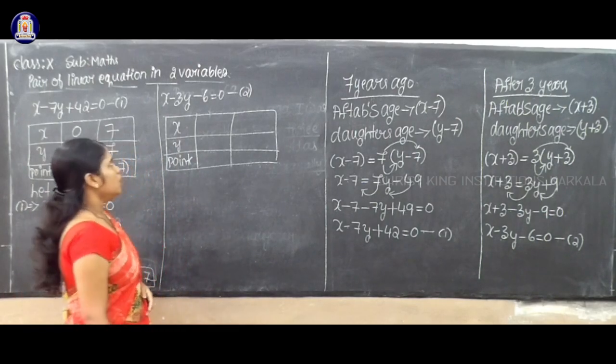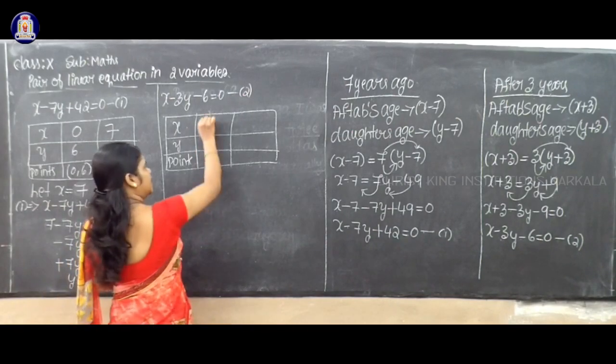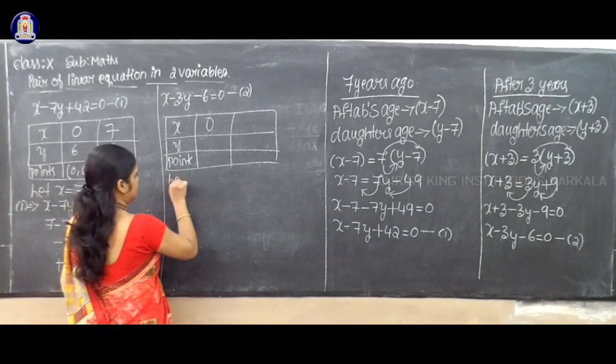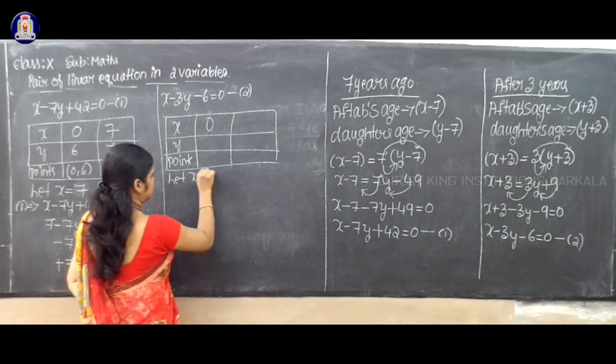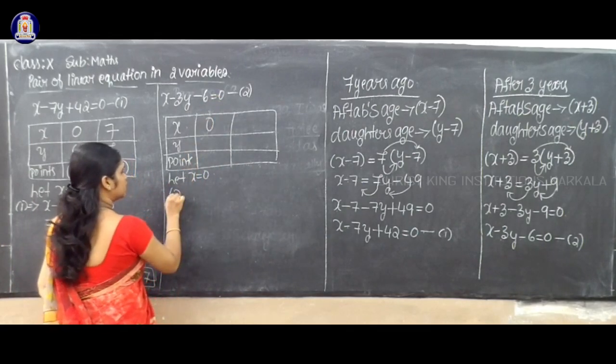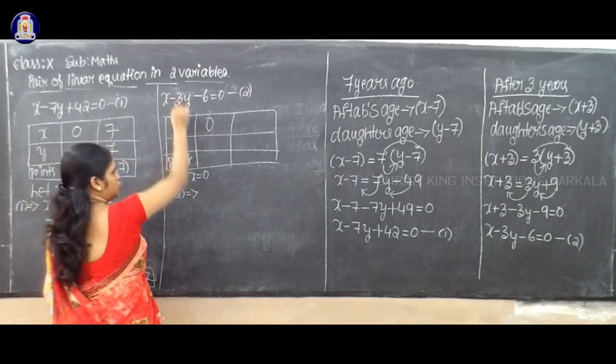Okay. Now which points will we consider again? Suppose again I consider x is equal to 0. So let x is equal to 0. Then what about equation number 2 here? What about equation 2 here?